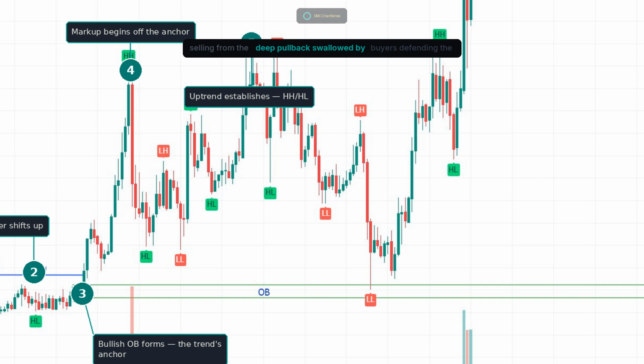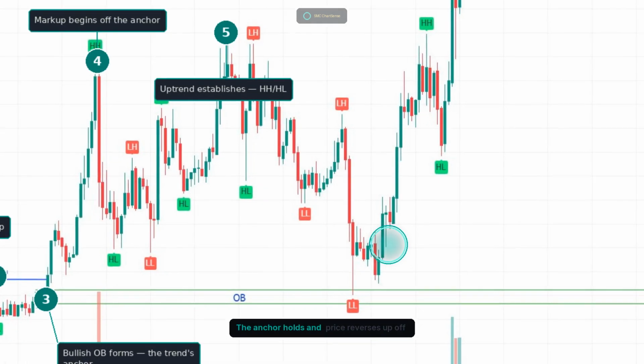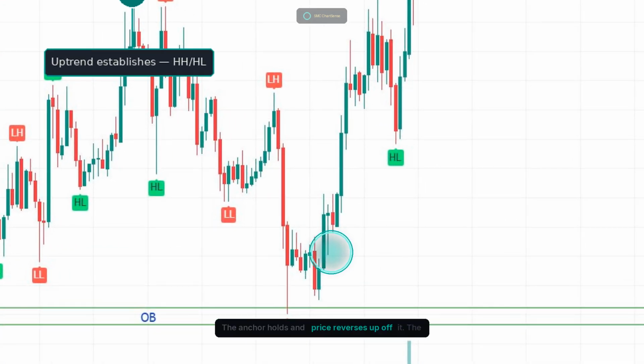origin. Heavy volume in, then a hold and reversal, means absorption, not breakdown. The institutions that formed the order block are defending it again. The anchor holds and price reverses up off it. The origin defended, the trend confirmed intact, the higher-low structure preserved. This confirms the pullback was a test, not a reversal. Had the anchor broken on a decisive close below, the thesis would be invalidated.